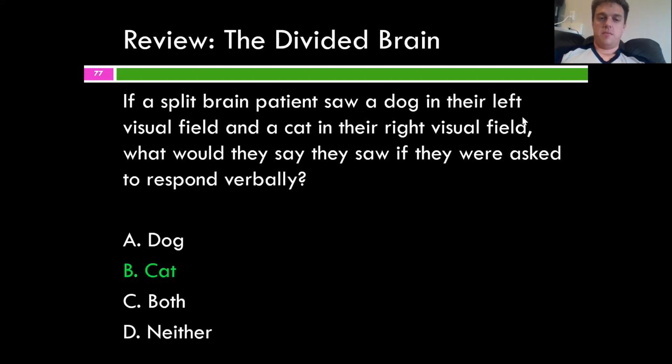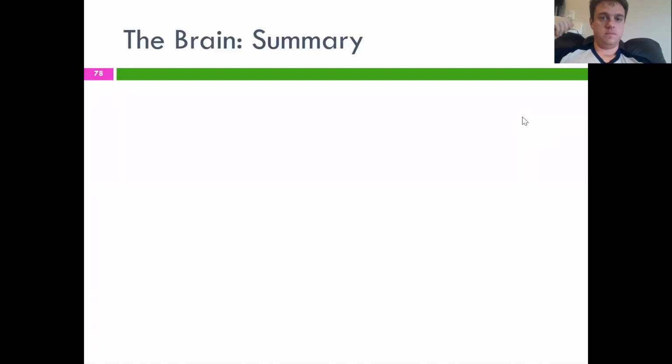In contrast, if you showed them a picture of a dog and a cat and said, point to which you saw, you'd get the opposite result. You'd get dog. Because now asking them to point says, use the right side of your brain, which is going to be processing what's in your left visual field, and that's the dog.